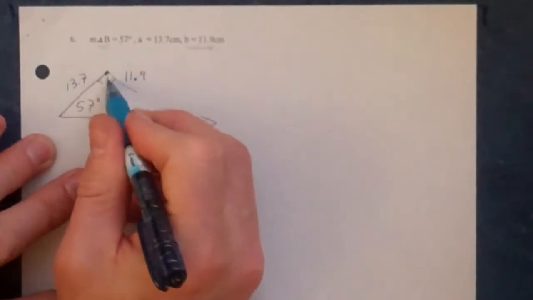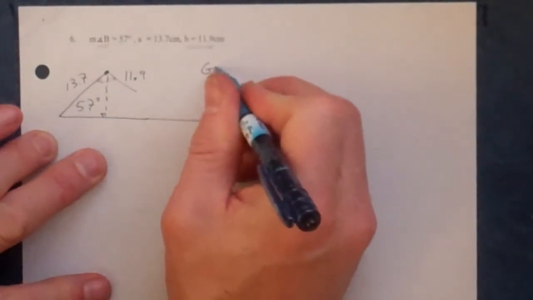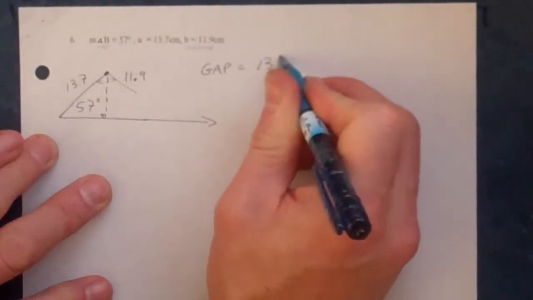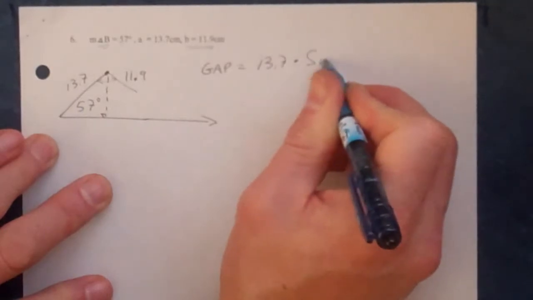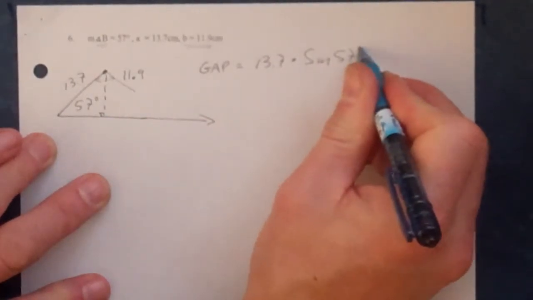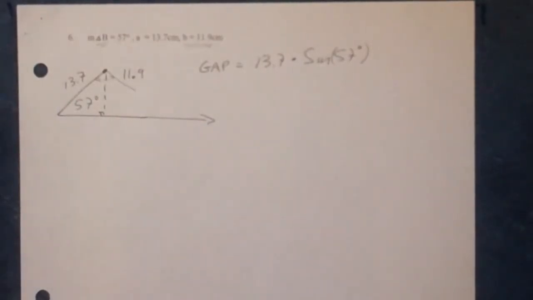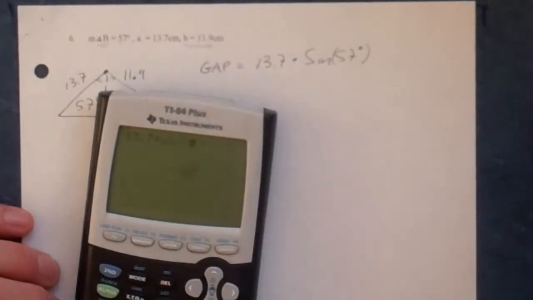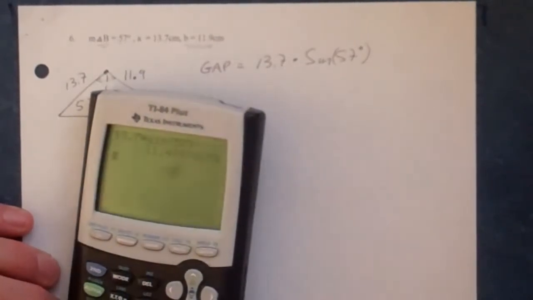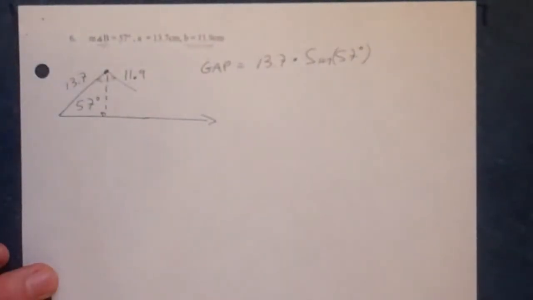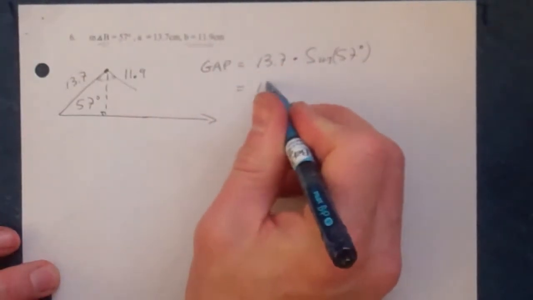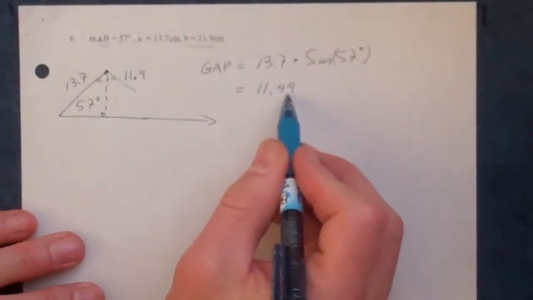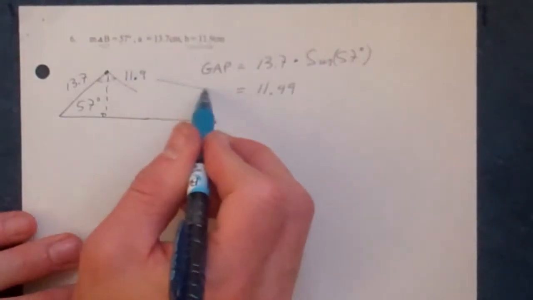And the question is, is this long enough to bridge that gap right there? And the gap, if you make this into a little right triangle, is always going to be found by the 13.7 times the sine of the angle that you're given, 57 degrees. Okay? So 13.7 times sine of 57 gives me a gap of 11.49 or so. So the gap is equal to 11.49. It's worth being pretty accurate because you need to compare that to this.